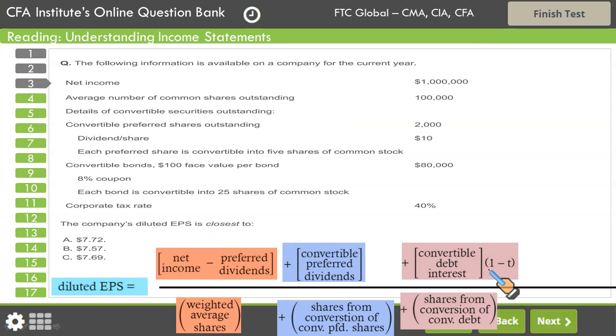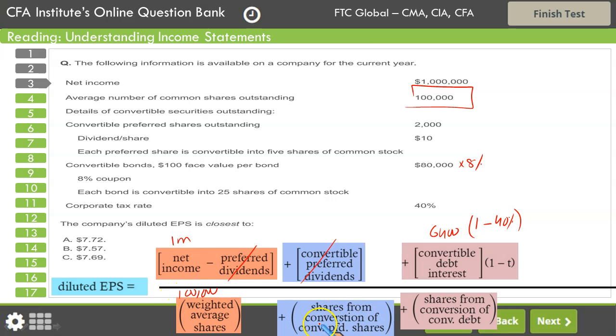So let us plug in the numbers. Net income 1 million. Preferred stock dividend has been cancelled out, plus minus, right? Convertible debt interest. We have 80,000 convertible bonds. Coupon is 8%, which means interest is 8% of 80,000, that is 6,400. Since it's pre-tax, we have to multiply it with 1 minus tax rate, that is 40%. In the denominator, we have been given the average number of common shares outstanding. That will appear right here.